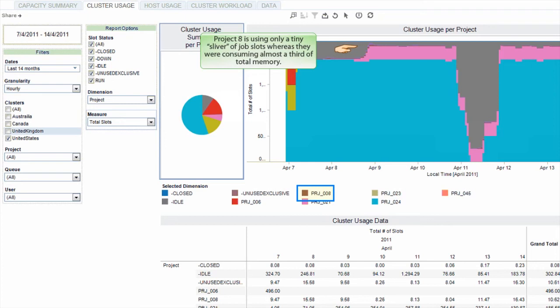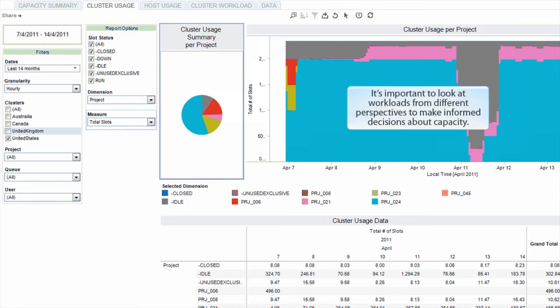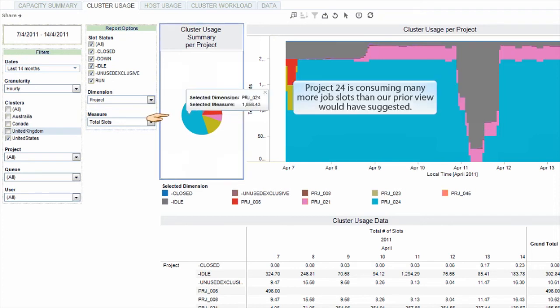Project 8's using only a tiny sliver of available slots, but you might recall from our previous view they were using roughly a third of the total memory. This points to how important it is to look at workloads from different perspectives to make informed decisions about capacity. Project 24 is consuming many more slots than our prior view would have suggested, leading us to conclude that memory requirements on average per job are more modest for this project.